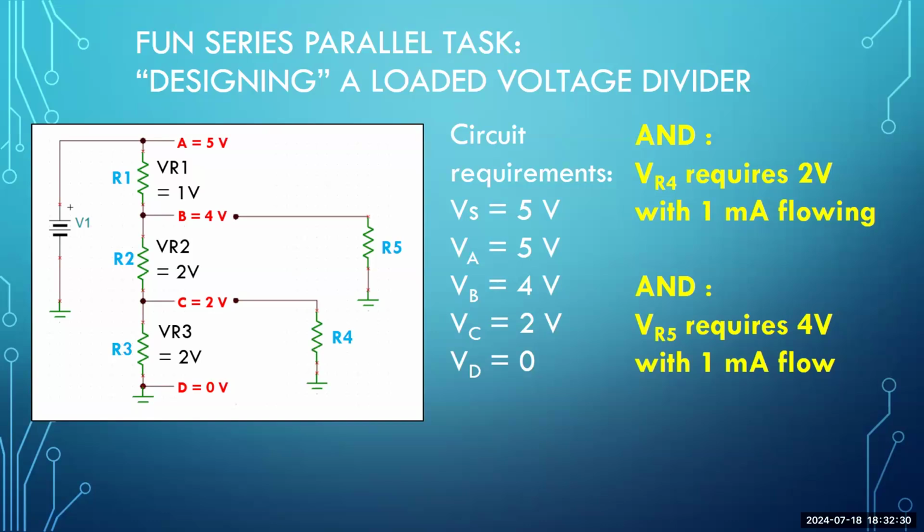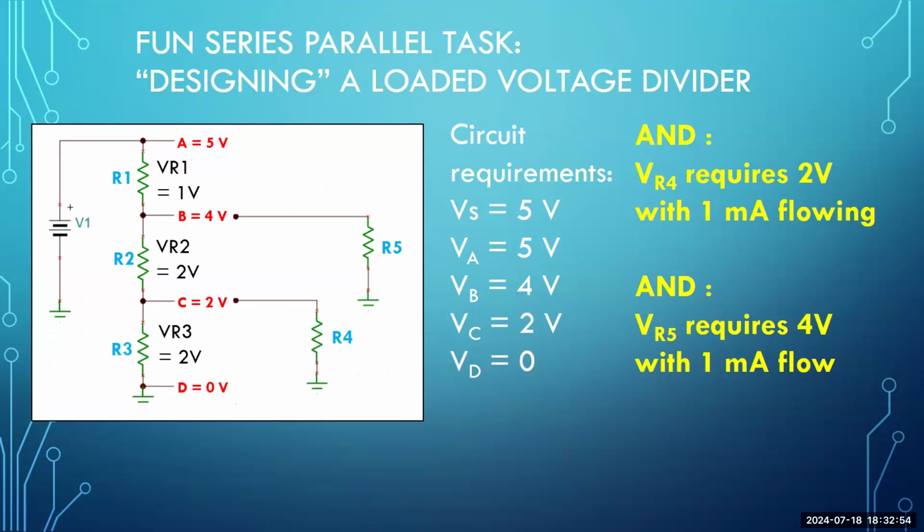So the circuit requirements have not changed. We have to maintain the original circuit requirements of 5 volt source, 5 volts at point A with respect to ground, 4 volts at point B with respect to ground, 2 volts at point C with respect to ground, and 0 volts at point D.